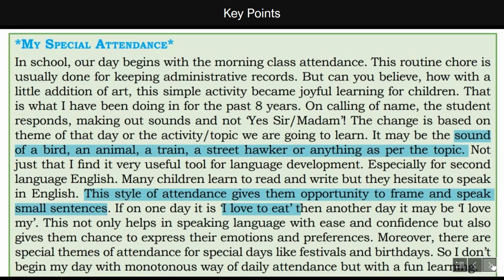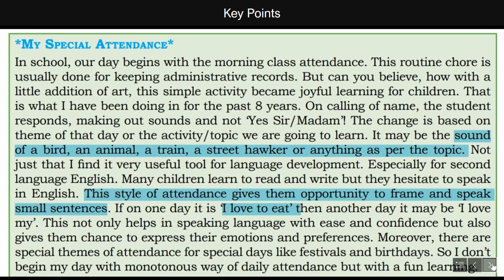As it is written here, suppose the little ones are learning about birds, animals, or maybe different vehicles and transport. When you are taking attendance in roll call and you call the name of a child, the child does not respond with yes ma'am or present sir. Rather, the child chirps in the sound of that particular bird, right? Maybe different birds. Likewise, you are also recapitulating the previous day's task.